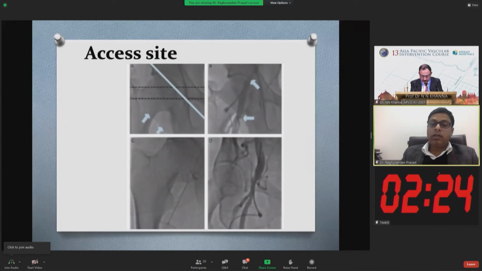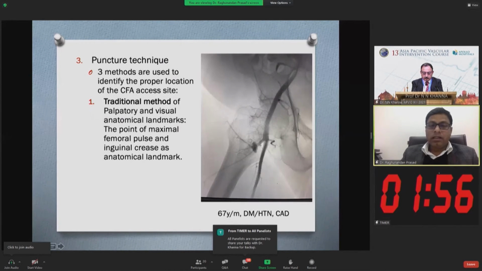So this is how, on fluoroscopy, we decide the location. In this image, we have the needle entering just in the skin, just below the femoral head. By doing this, we have obtained this mid common femoral artery puncture, depicted in the PA and the oblique view. Next step is the puncture technique.